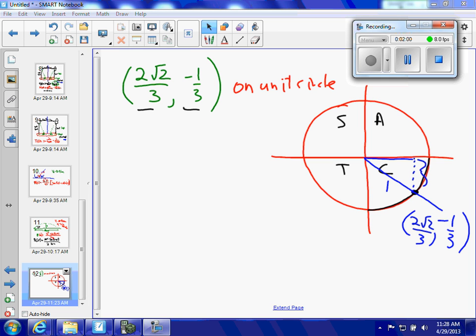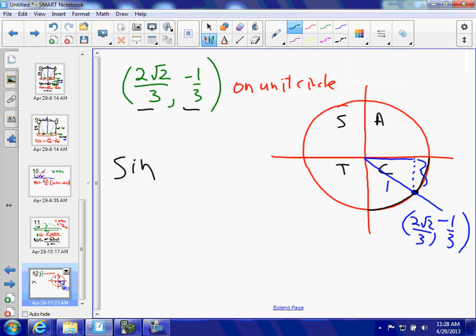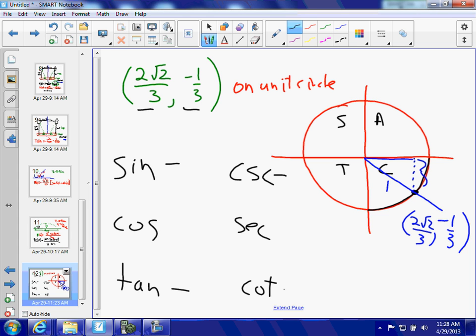So since it is a unit circle, I need to find sine, cosine, tangent, cosecant, secant, cotangent. I already know that it's in the 4th quadrant, so cosine is going to be positive, but sine is going to be negative, as is cosecant, and tangent is going to be negative, as is cotangent. So I'm kind of filling in my pieces here a little bit.